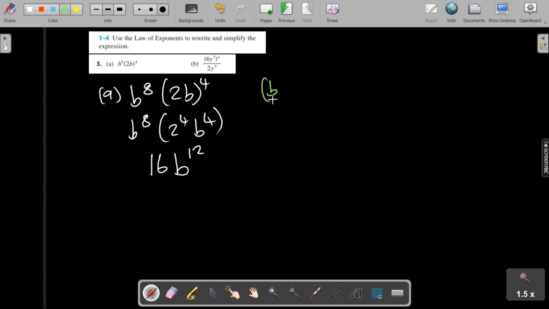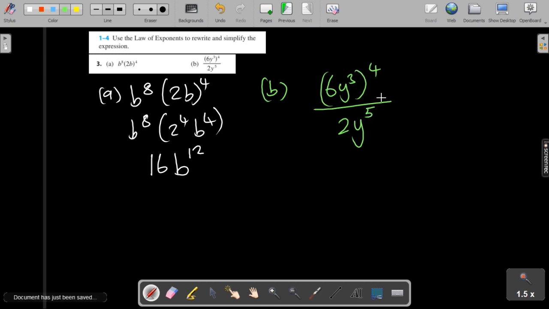Moving on to b, we have 6y to the power 3, then everything to the power 4. At the bottom we have 2y to the power 5. Once again, we have multiplication, so we're allowed to distribute the power. So we're going to have this, then 3 multiplied by 4 will be 12.